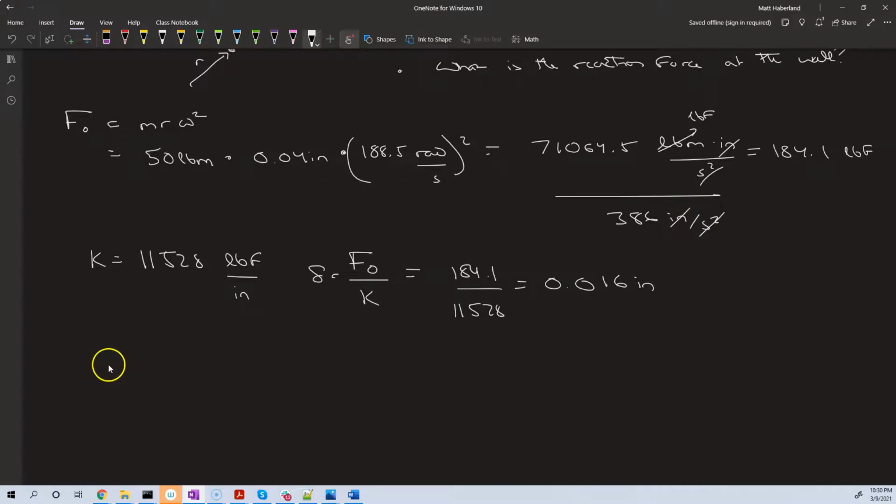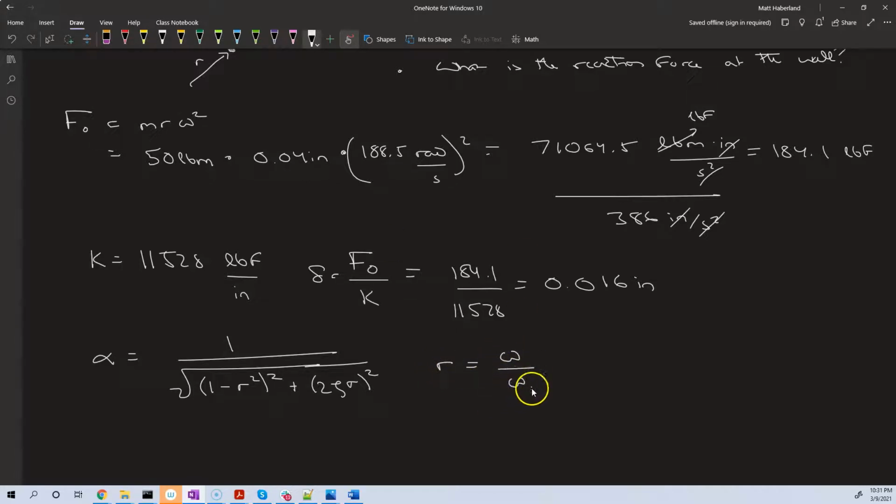The amplitude ratio, sometimes I call it alpha, is 1 divided by the square root of 1 minus r squared, that gets squared, plus 2 zeta r squared. We're going to figure out what r is in just a second. R is the frequency that you're actually rotating at divided by the natural frequency.